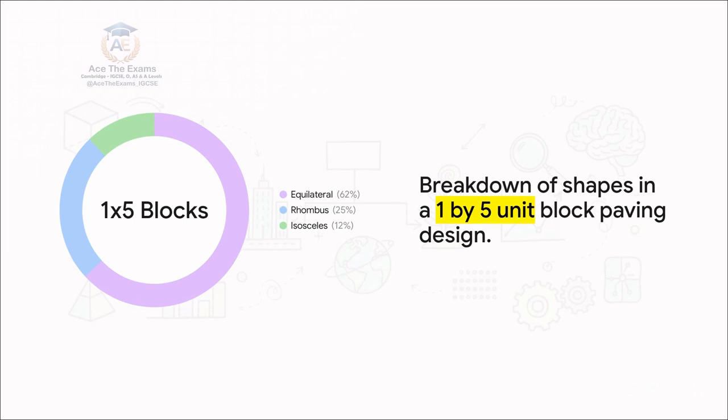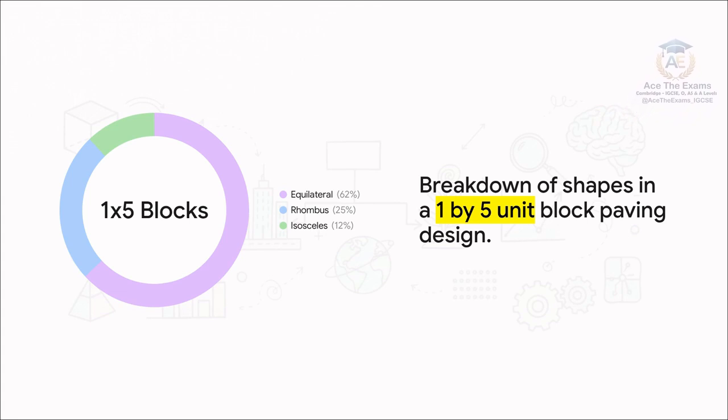Now, what's really fascinating is the breakdown of a paving design. If a company is block paving a driveway that's exactly 1 unit wide by 5 units high, the design physically breaks down into this exact ratio: 10 equilateral triangles, 4 rhombuses, and 2 isosceles triangles.